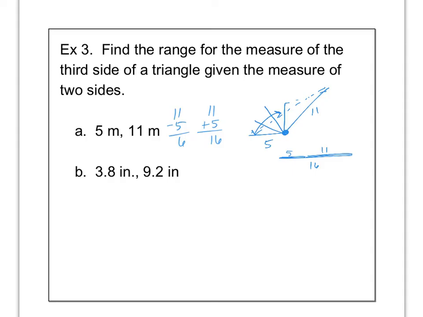So the way that you write it is you say it has to be greater than 6 and less than 16. And you use these less than signs to show the range of what the third side could be. It's between 6 and 16, but not equal to. Okay, so try part B. Take your two numbers and subtract them and add them.